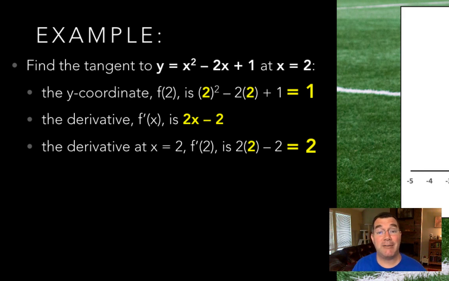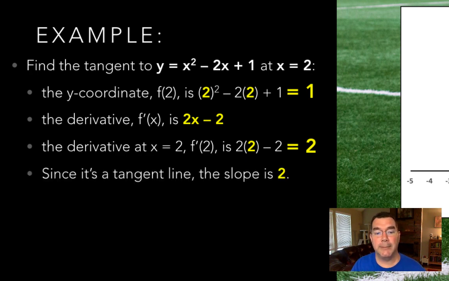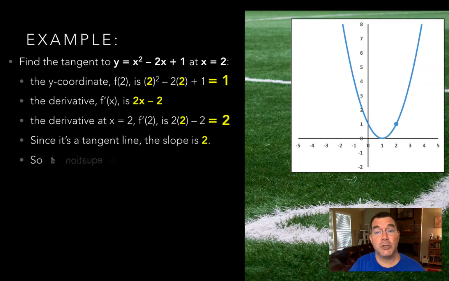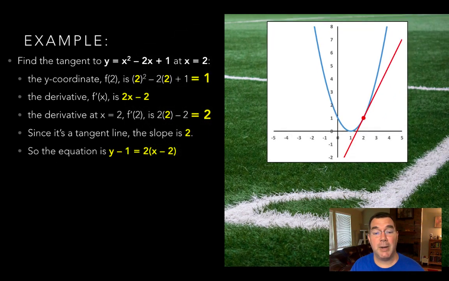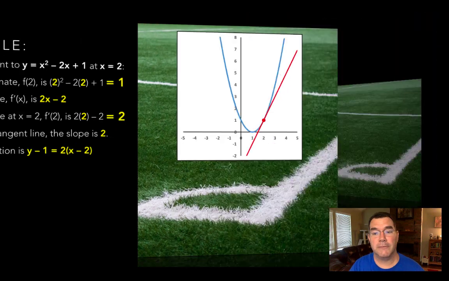So what I have is an x-coordinate, a y-coordinate, and a slope. So I have everything I need to write the equation of a line. I'm going to use that slope of 2, and my equation is going to be y minus 1 equals 2 times x minus 2, and there's the line right there. Okay, so you can see that it does touch the curve at x equals 2, and it does so in a way that is tangent to the curve.